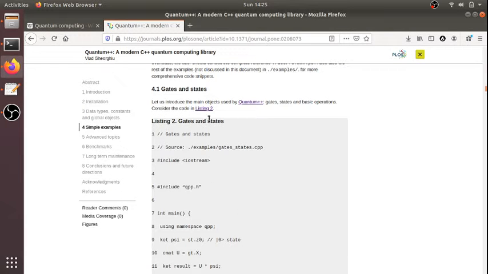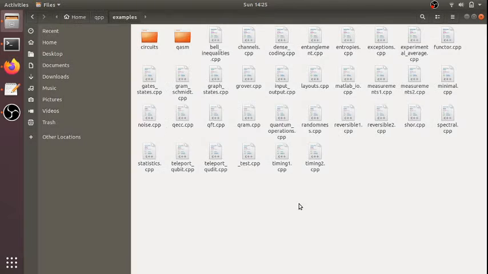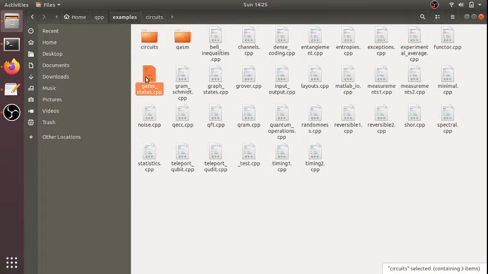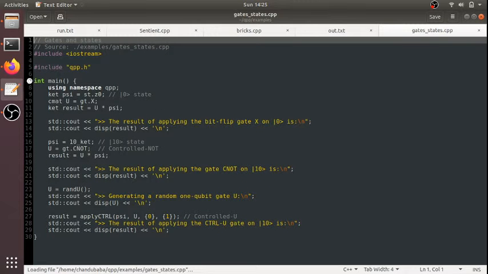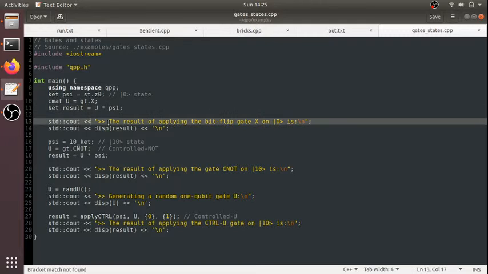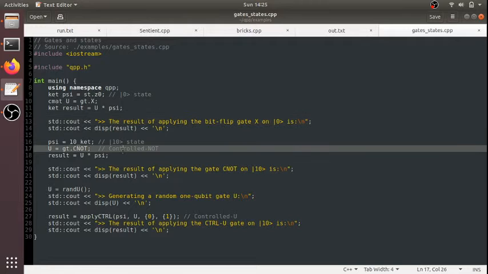So what's this called? Gates and states. What are these circuits? It's pretty cool. Using namespace zero state. The result of applying the bit flip gate X on this is display result. Control not. The result of applying the gate CNOT on 10 is display result. The result is U.